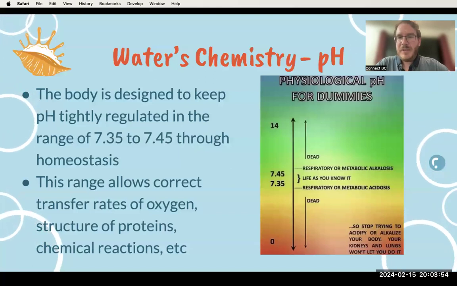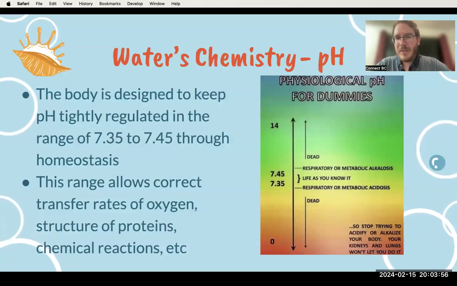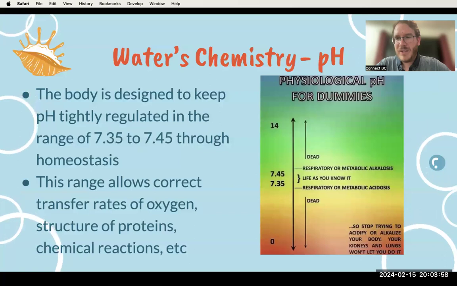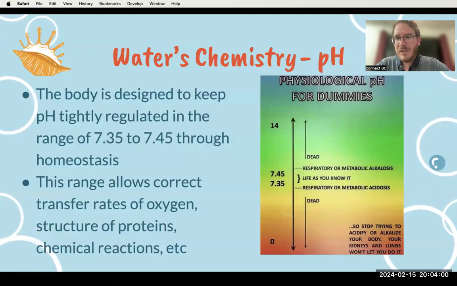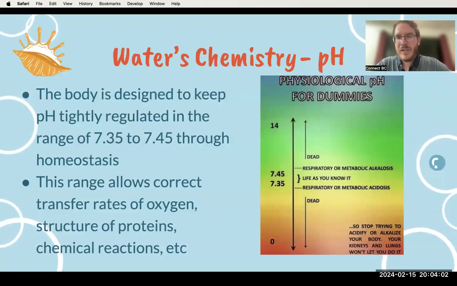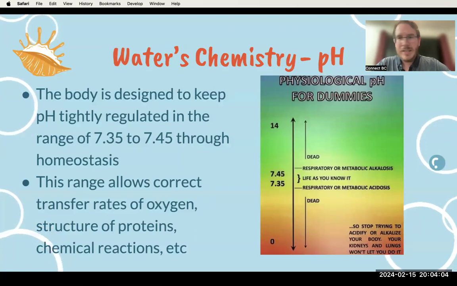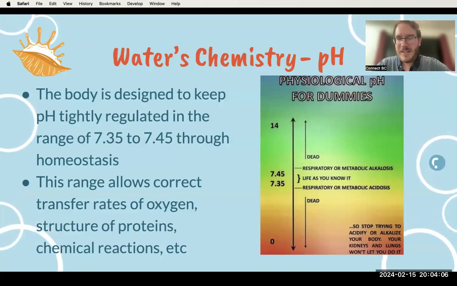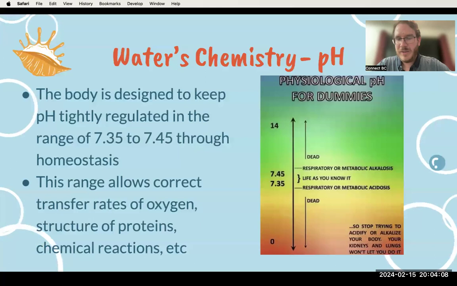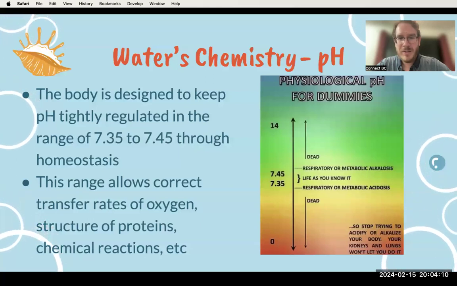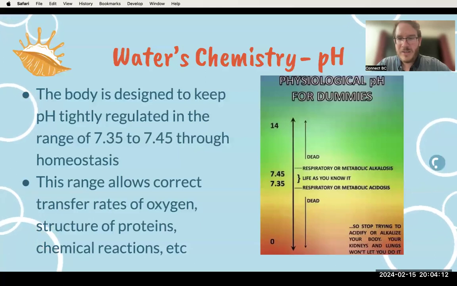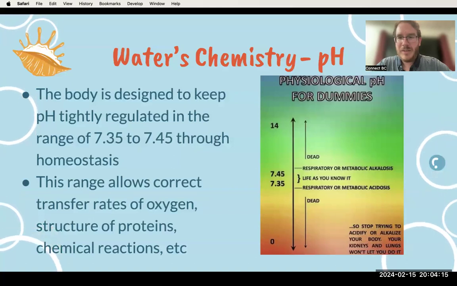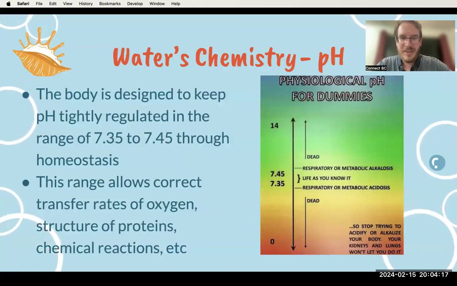And so we've got physiological pH for dummies on the right-hand side. You might have heard of acidification or alkalizing your body or alkaline water, all that kind of stuff, trying to manage the pH of your body. You can't. If you have kidneys and lungs, your body is going to do its best to keep in that small range of 0.1 pH. And if you get above or below that, basically you're trending towards death.